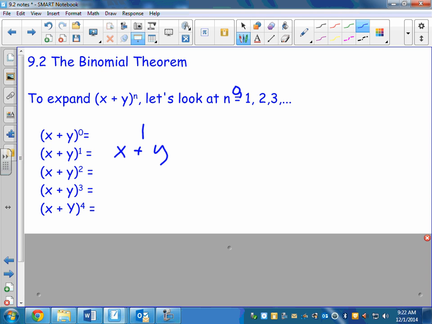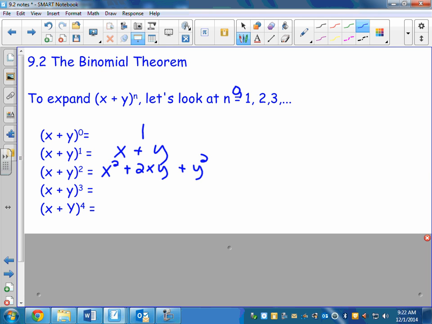Remember, you have to FOIL it. There's a middle term. So you would get x squared plus 2xy plus y squared. That's our lovely FOIL that you've been learning for a while. Then it gets a little uglier.